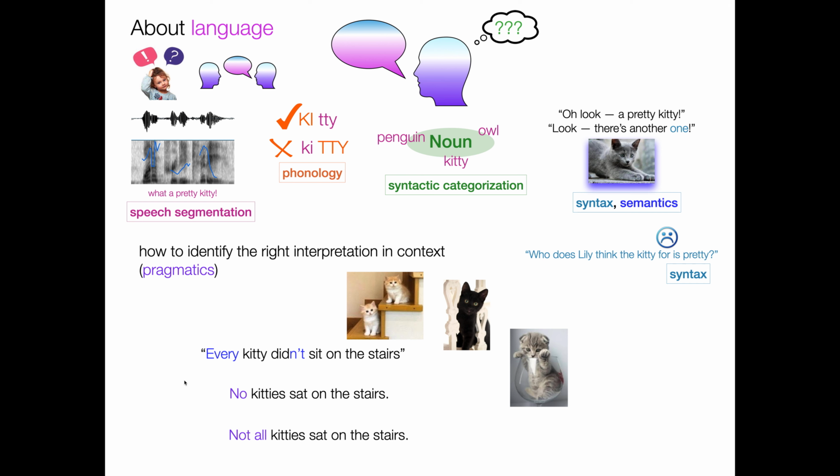Now, how are you going to interpret this given this context? If you are a typical adult, what you will do is say, oh, you must mean not all kitties sat on the stairs. Why? Because as part of your knowledge of pragmatics, your knowledge of how people use language to communicate, you assume that your speaker, barring other knowledge, is going to say something truthful, right? So you look at this context and it's not true that no kitties sat on the stairs. These kitties right here are sitting on the stairs. But it is true that not all the kitties sat on the stairs, right? This guy didn't, and maybe this guy didn't either, right? So your knowledge of pragmatics is helping you identify the right interpretation for ambiguous things in context.